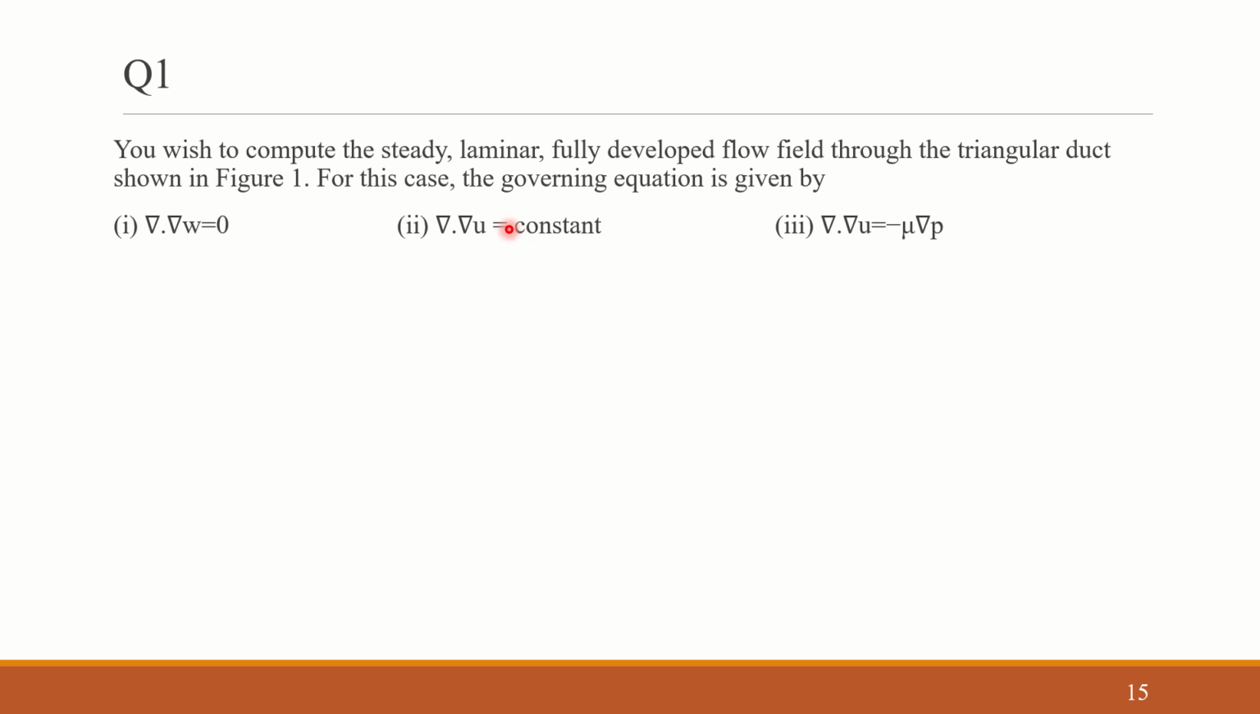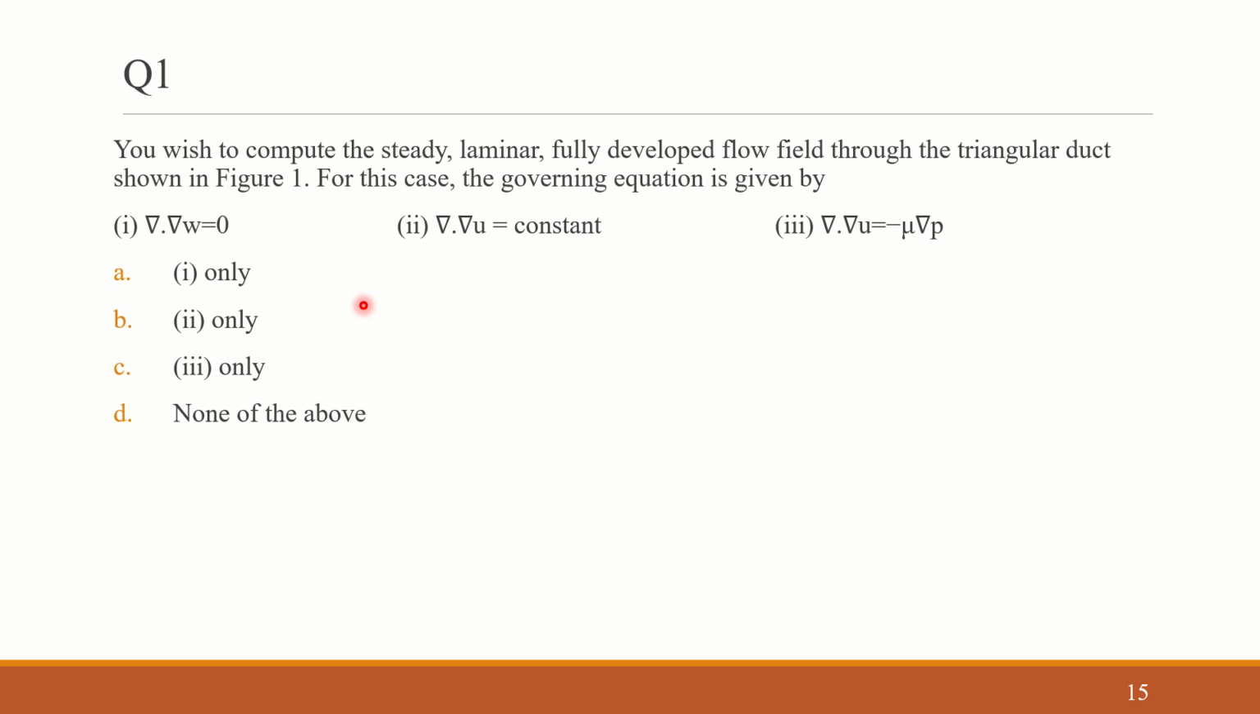So these are the three representations given. First one is del dot del w equal to 0, second one is del dot del u equal to constant, and third one is del dot del u equal to minus mu into delta p. Now we have to choose from the options given below. First one, 1 only; second, 2 only; third, 3 only; option D, none of the above.